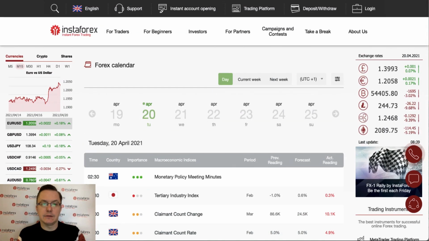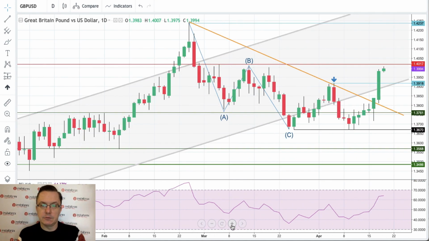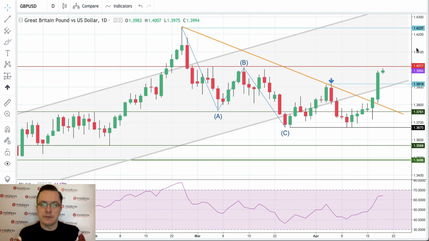So let's take a look at the British pound today. At the beginning, we will zoom in, and what we can see today on the daily time frame chart. As you can see, we got an ABC pattern completed, right at the level of 1.3670. We have a breakout above this trend line.